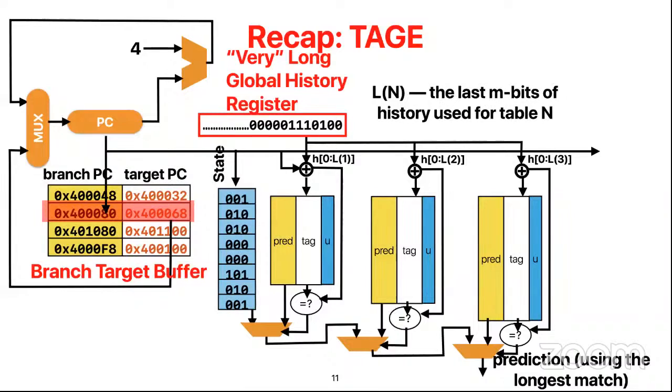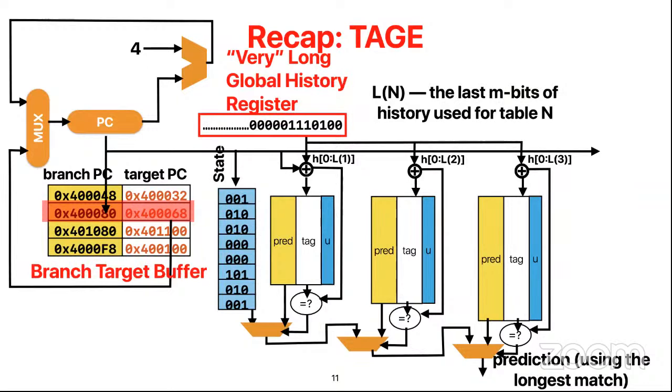As we mentioned, for some of the branches we need longer patterns, and for some we need shorter patterns. So the basic idea of TAGE is that we have tables of different histories, and for different branches we will find the best history length for each branch. So that's the basic idea of TAGE.